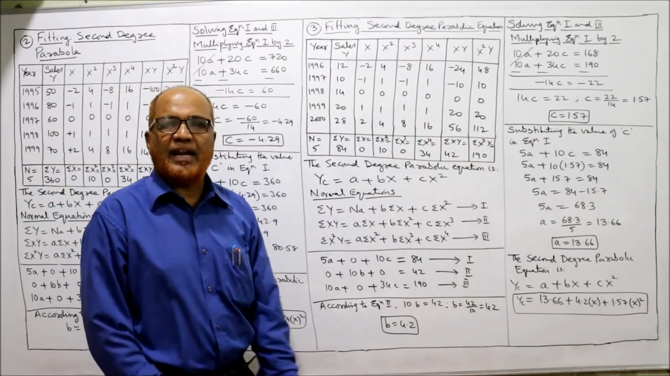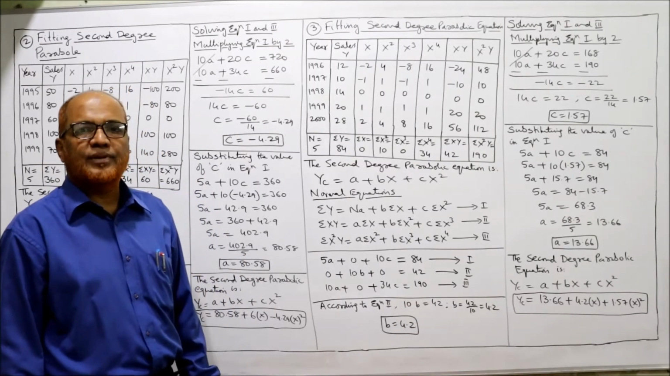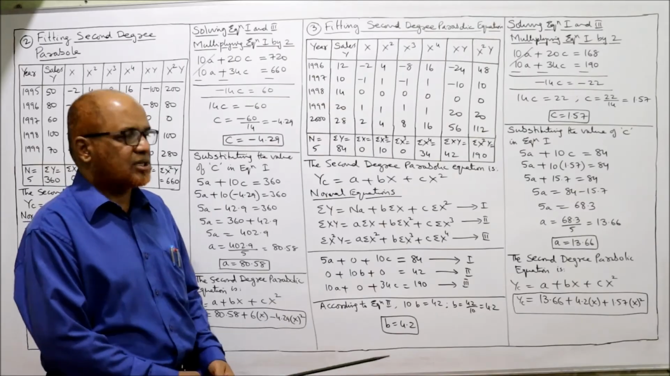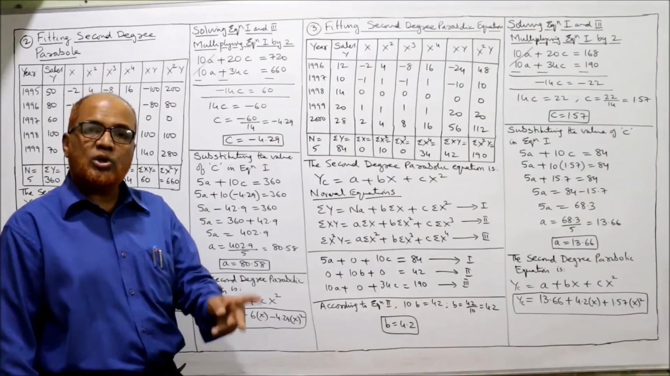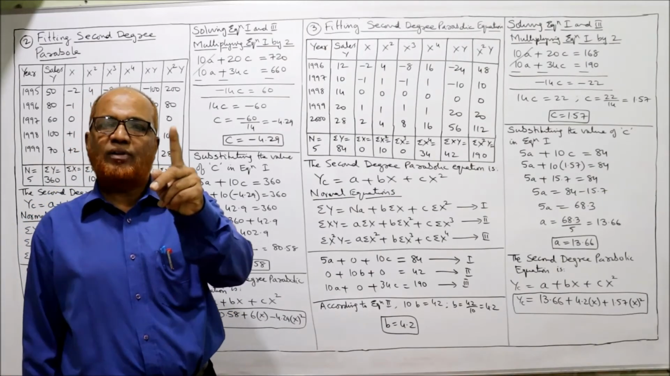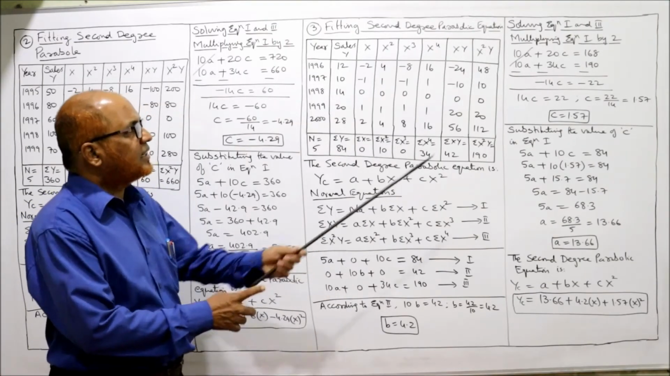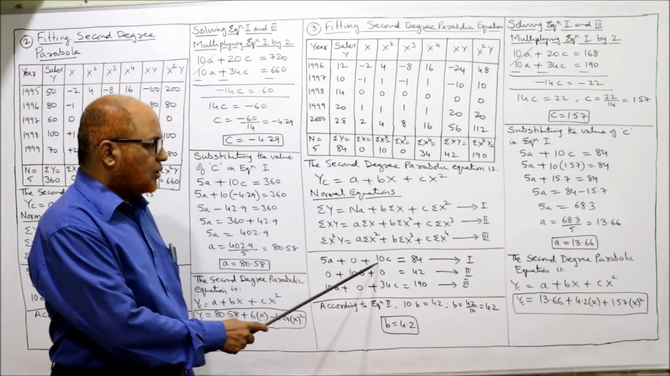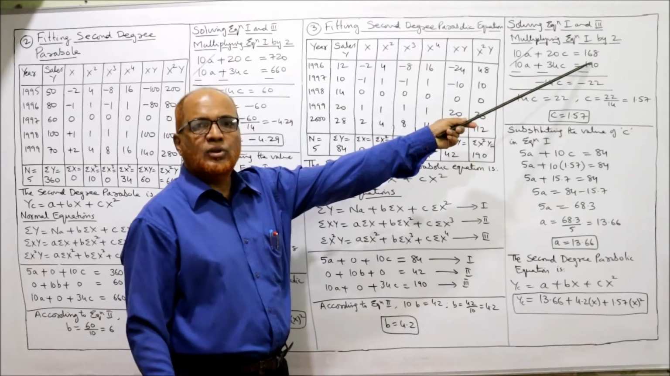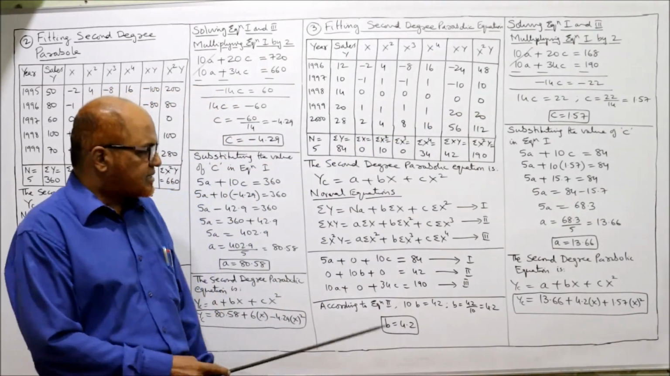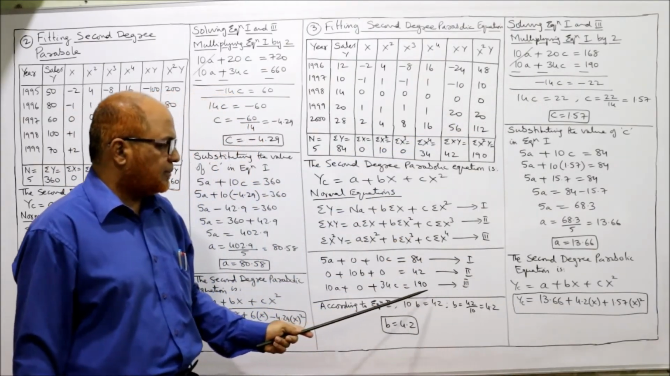Now, solving equation 1 and 3, first and third equation we will solve. The first equation has 5a and the third equation 10a. Both should be 10, so the first equation will be multiplied by 2. So 2 fives are 10a plus 2 into 10, 20c is equal to 2 into 84, 168. The first equation is multiplied by 2. Third equation as it is, 10a plus 34c is equal to 190.